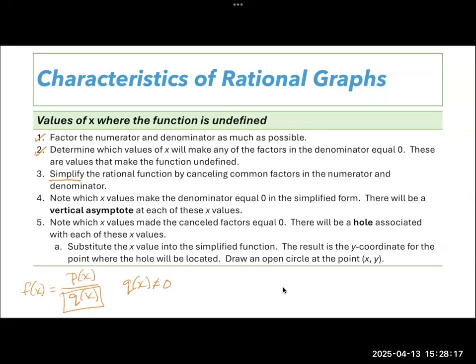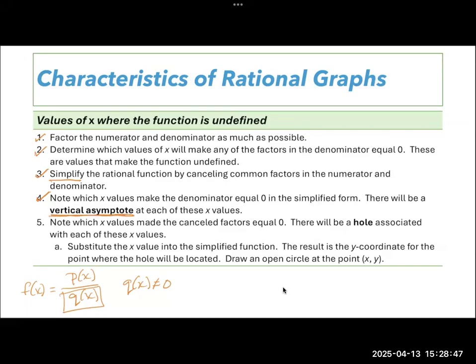And after you do that, you're going to note which x values make the denominator equal 0 in the simplified form. So in this new simplified form, if you were able to cancel anything out, what are the values that make the denominator equal 0? And at those x values, you're going to put a vertical asymptote.